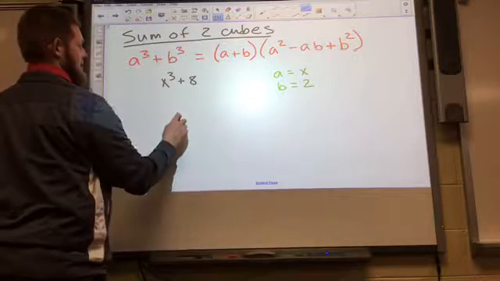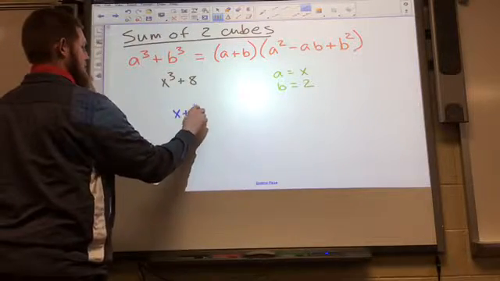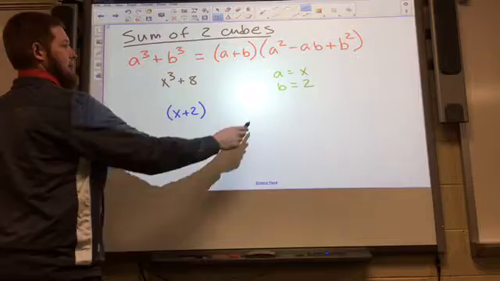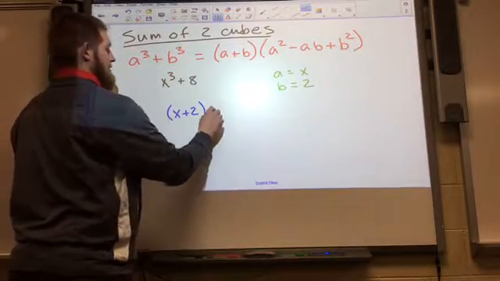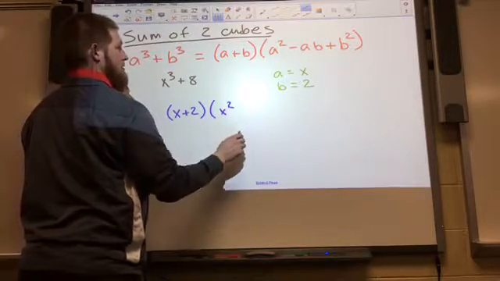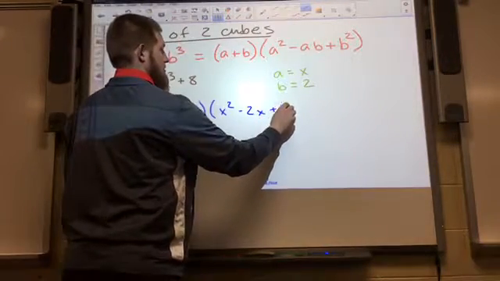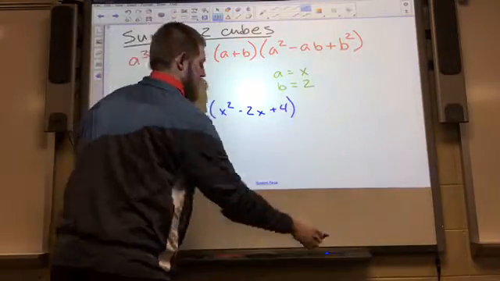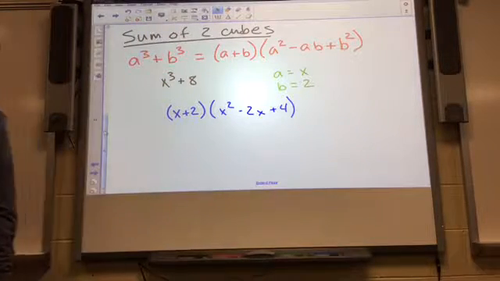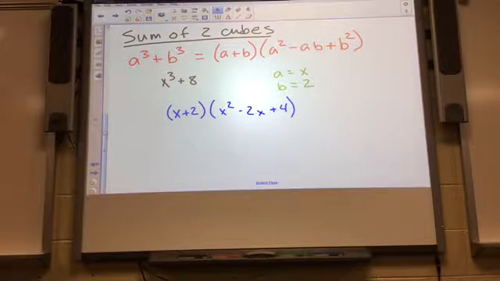Okay, well my A is x, so I should have x plus 2. And then I should have x squared minus 2x plus 4, right? These two? 2 squared is 4. Okay, got you. So there I factored my sum of two cubes.